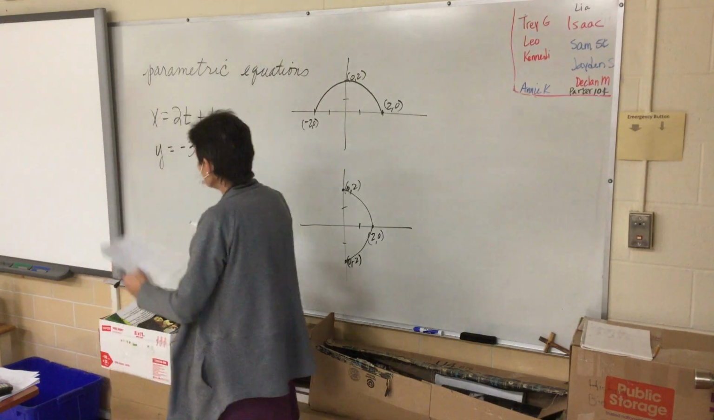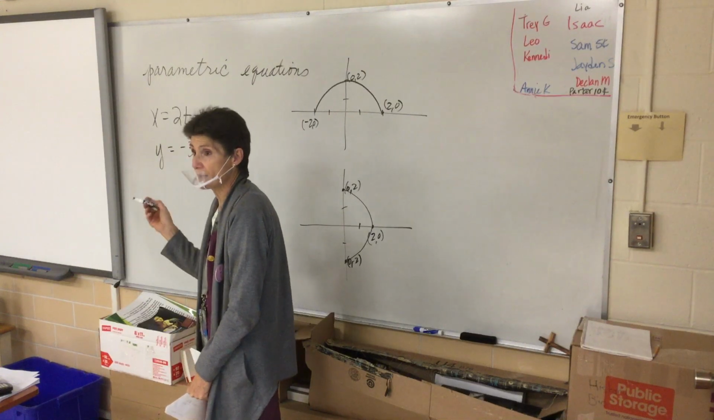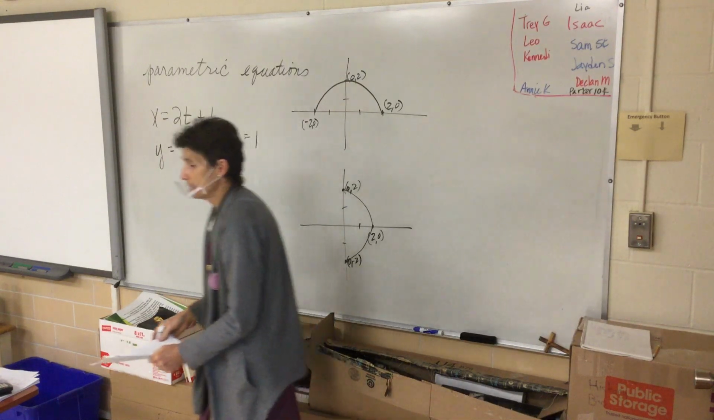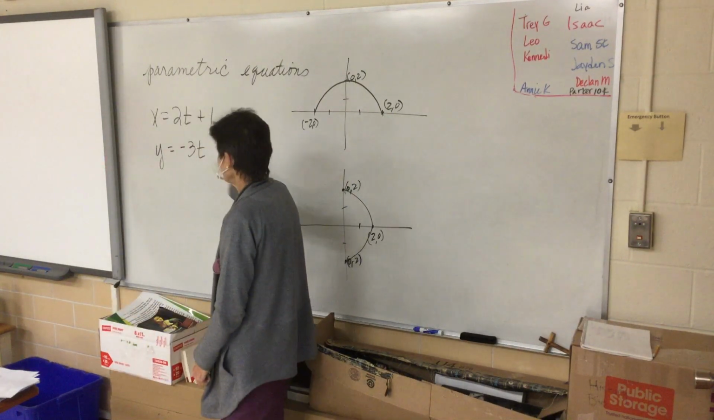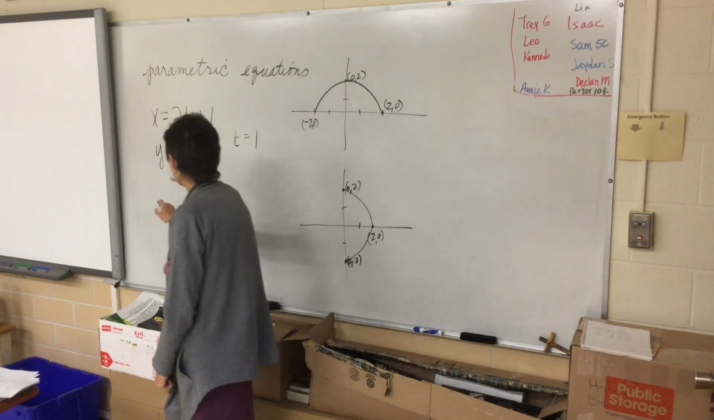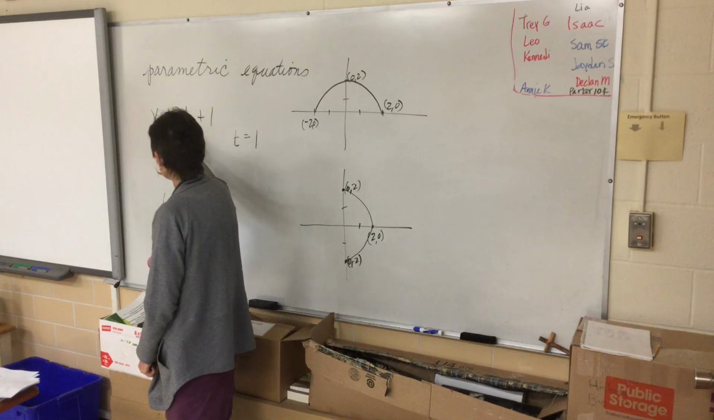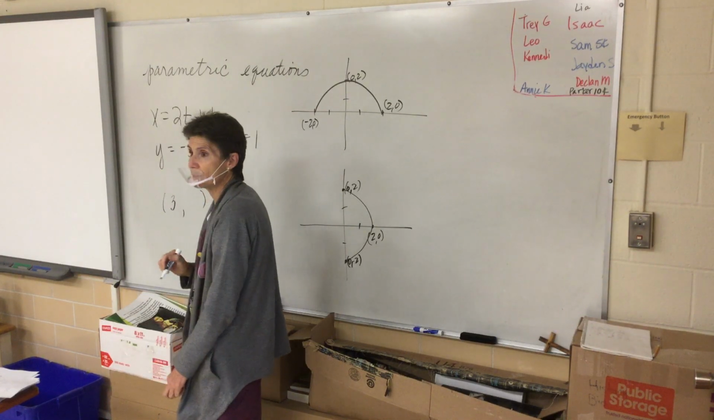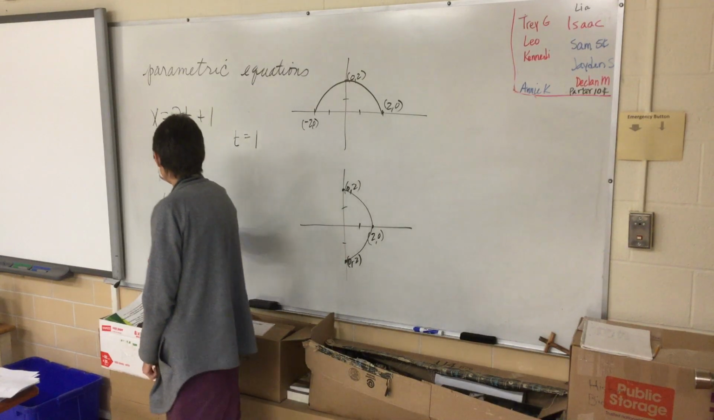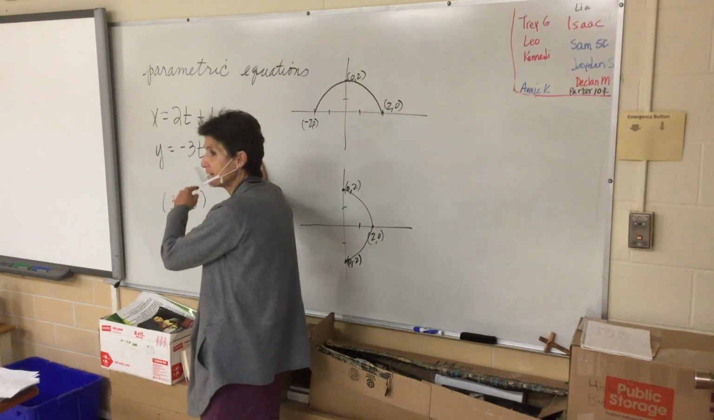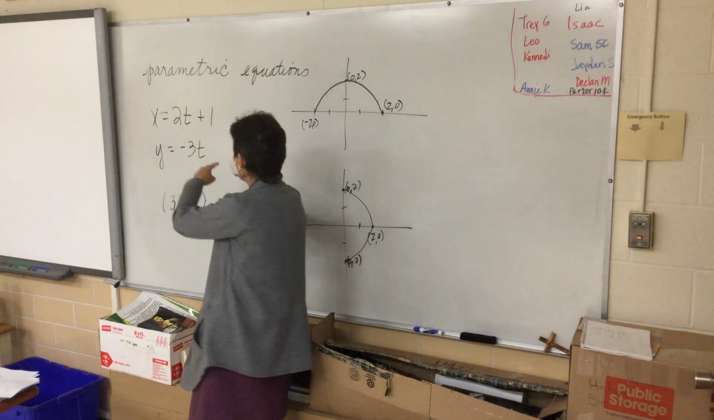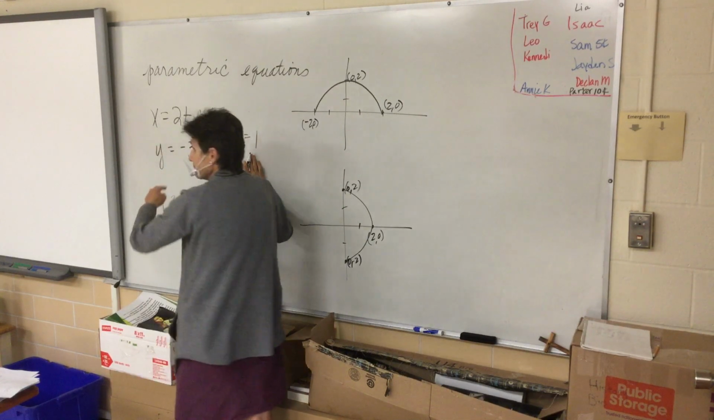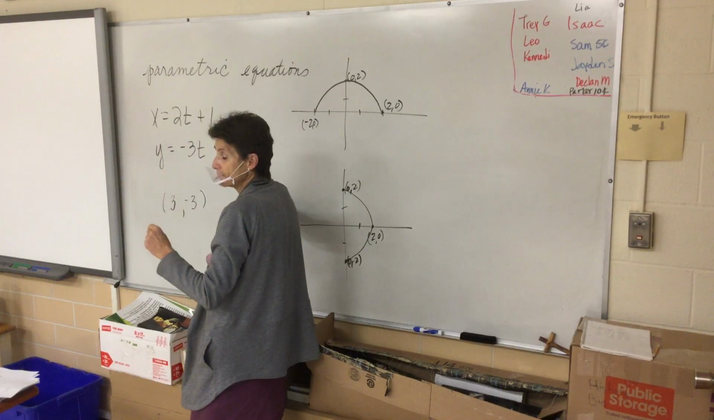This says, find an ordered pair, x comma y, if we let t be 1. If t is 1, then your x coordinate will be 3, and your y coordinate will be negative 3. All you do is take the t value and plug it into your equations, and that will give you an x and a y. That was your job, find an x and a y.